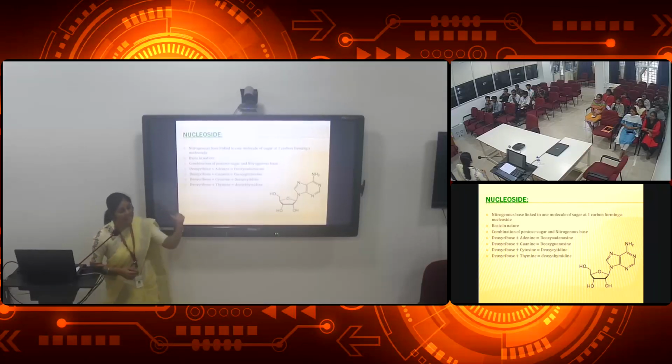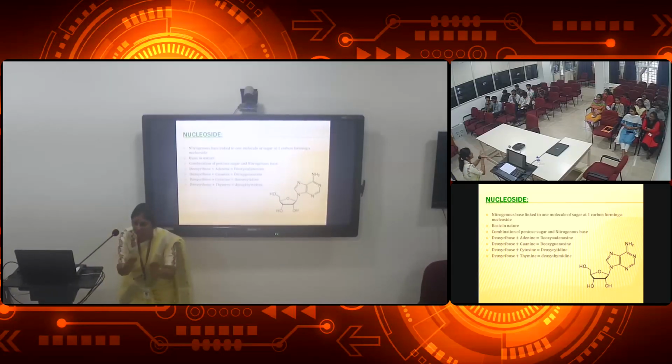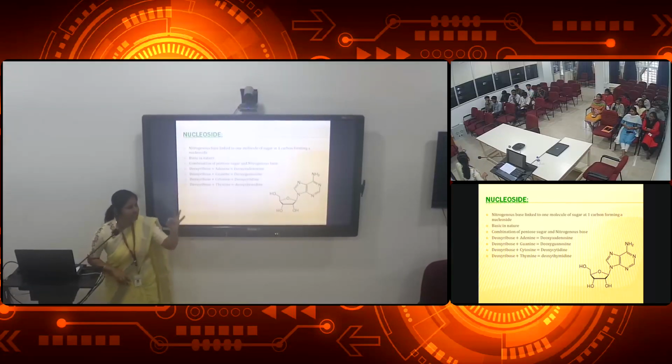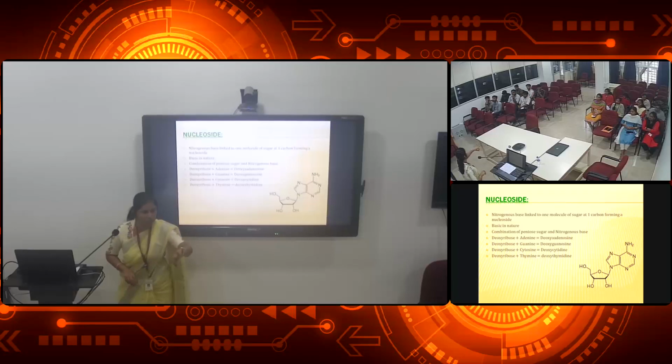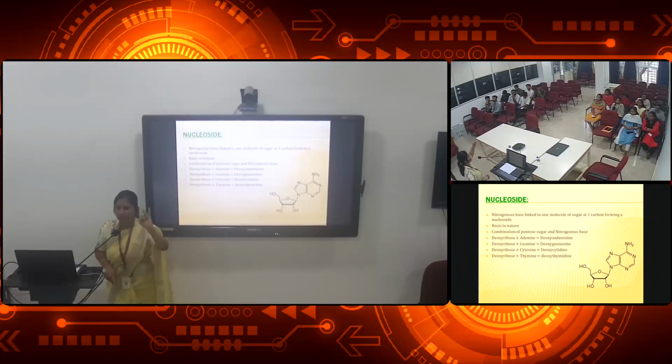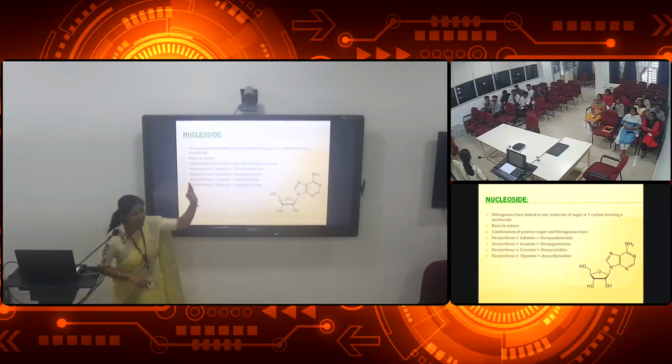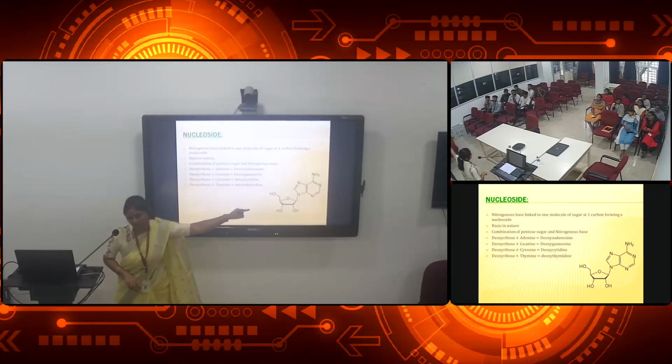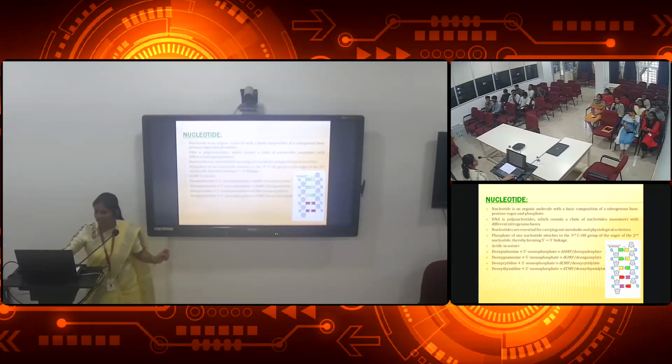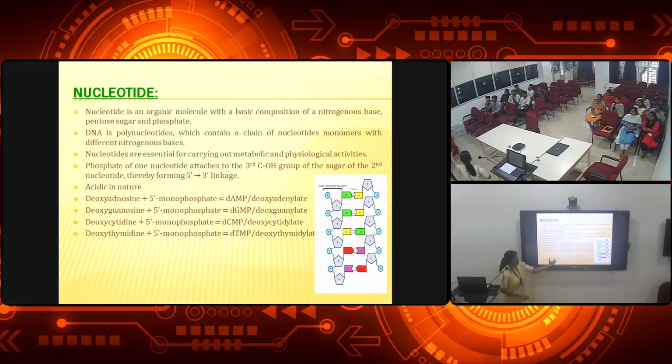Pentose sugar, nitrogenous base and phosphate group. Yes, very good. These three components are present. This structure is called a nucleotide. If it is a nucleotide, there are three different chemical compounds present: one is the phosphate group, another is the deoxyribose sugar, and the third is the nitrogen base. So when these three structures are present, it is called a nucleotide. Understand? So these are the general features of DNA.